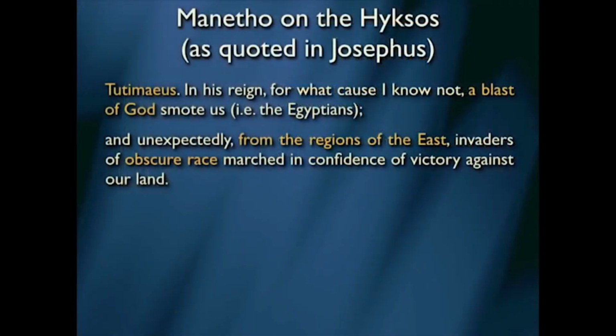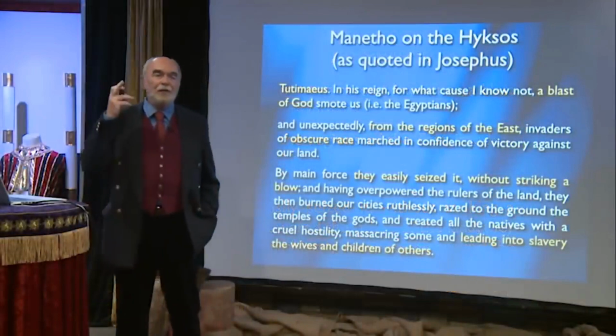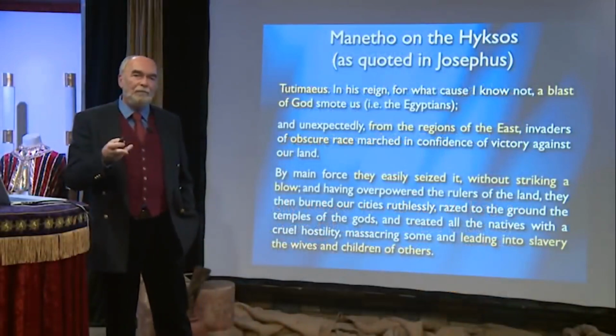Unexpectedly, from the regions of the east across the Sinai, invaders of obscure race marched in confidence of victory against our land. By main force, they easily seized it without striking a blow. And having overpowered the rulers of the land, they then burned our cities ruthlessly, razed to the ground the temples of the gods, and treated all the natives with cruel hostility, massacring some and leading into slavery the wives and children of others. That is the punishment of Egypt.